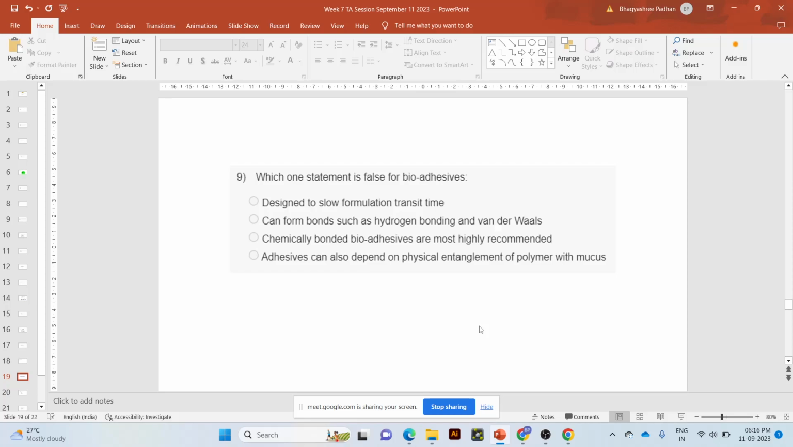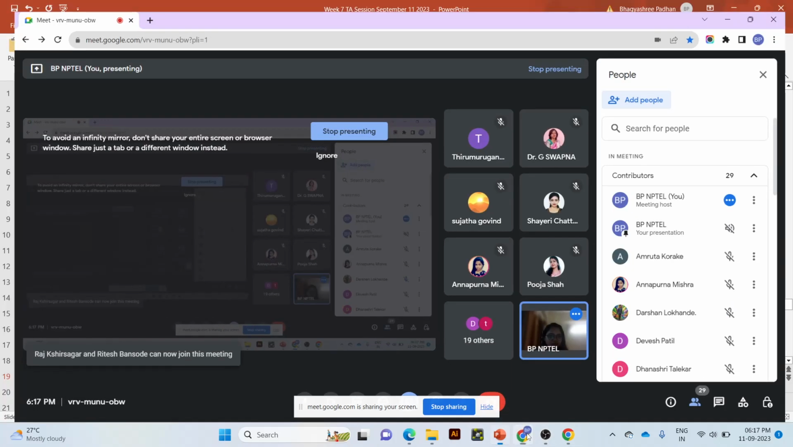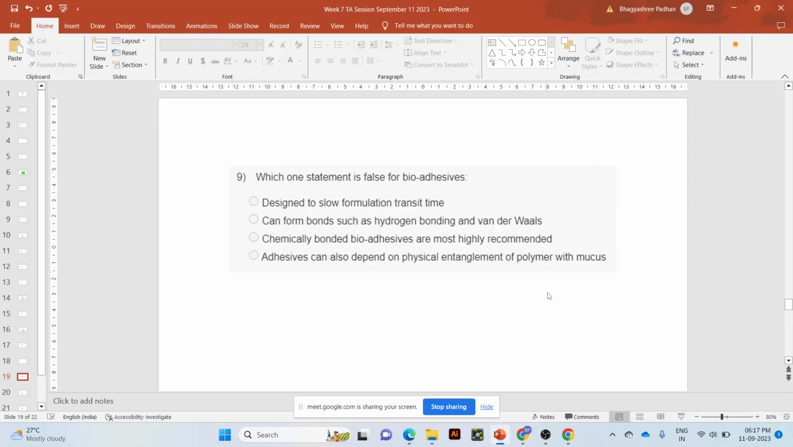Now the next question: Which one statement is false for bioadhesives? It is designed to slow formulation transit time. It can form bonds such as hydrogen bonding and van der Waals. Chemically bonded bioadhesives are most highly recommended. And adhesion can also depend on physical entanglement of polymer with mucus.